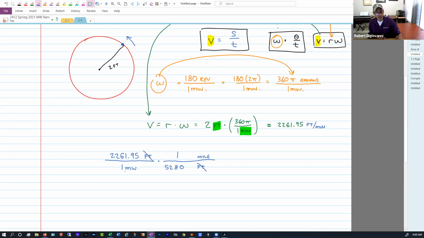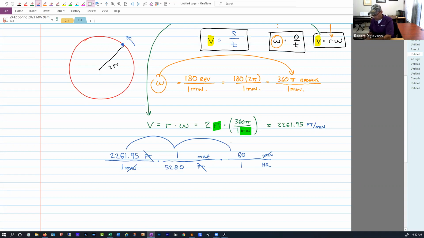Then I need minutes to convert to hours. So that means I need minutes on top and hours on the bottom. So how many minutes are there in an hour? 60, right? 60 minutes in 1 hour. So now just multiply all your numbers across, the minutes are gone. So multiply all your numbers across the top and then divide by 5280.